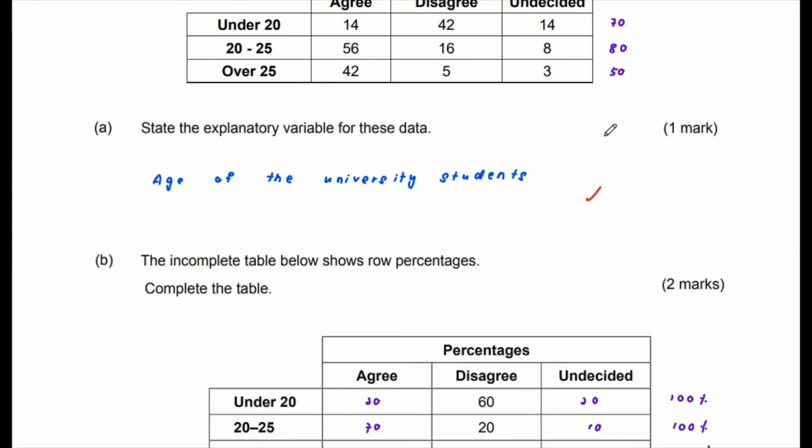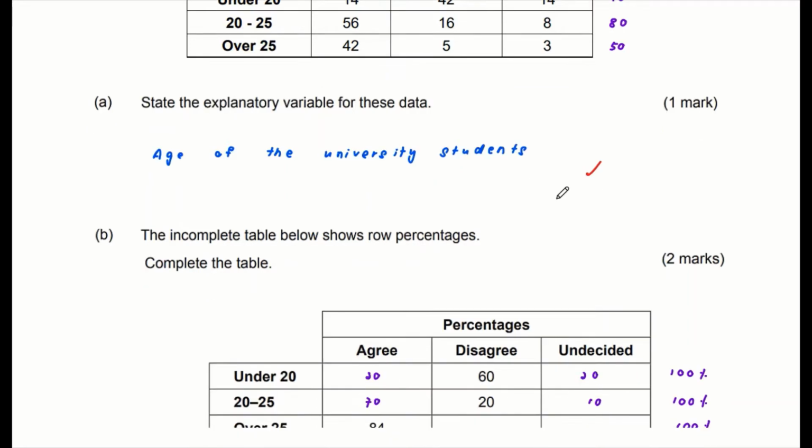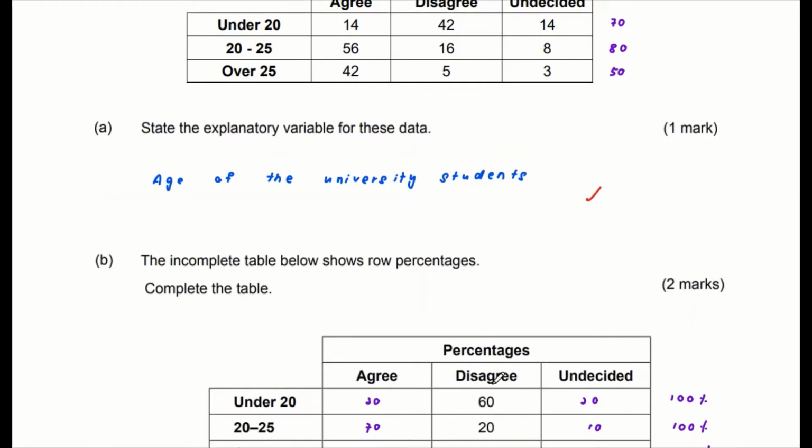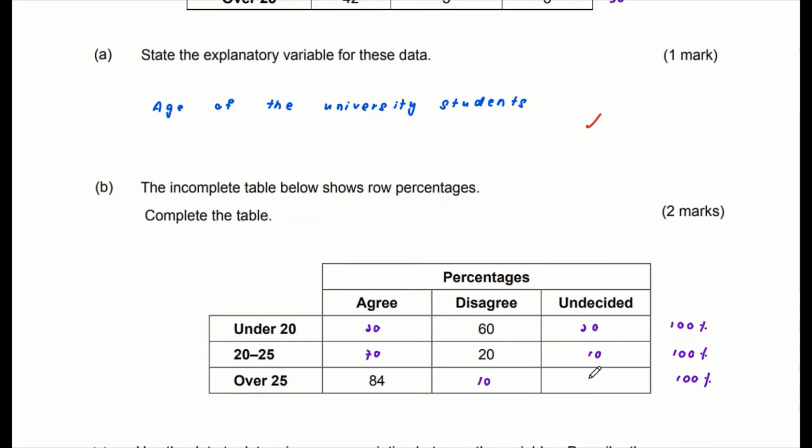So for 50, I think this one is quite easy. 42 divided by 50, then you can get 84, which is given already. 5 divided by 50 is 1 over 10, so that's why it's 10%. 3 divided by 50, you can't simplify, so 2 times 3, that's 6%. So 84 plus 10 plus 6, then you can get 100%. This is how you check your answer.